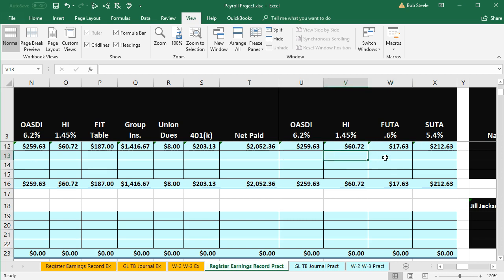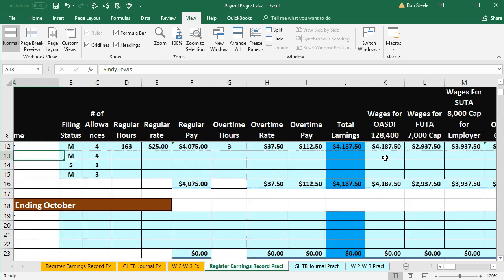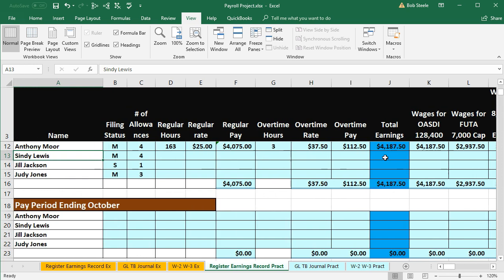Now we'll do the same thing for the next employee. I'm going to scroll back over all the way to the left. We've got Sandy Lewis, married 4. We're going to go through our hours here. We're going to say that the hours were 161 this time. We're going to have the same pay rate of 28 per hour. Multiplying out, the regular pay is going to equal, in F13, this 161 in D13 times the $28 an hour, and tab. Then we're going to get the overtime hours, which will be 1. We have 1 overtime hour.